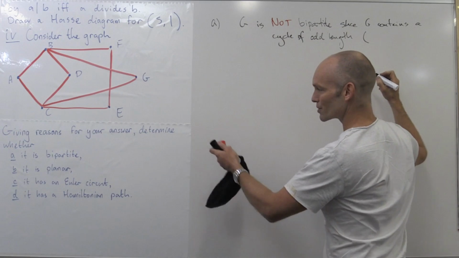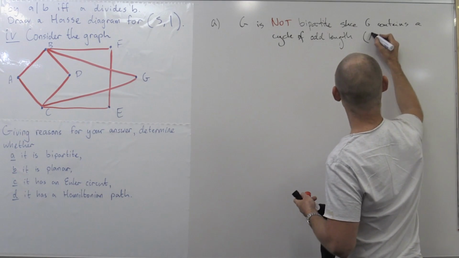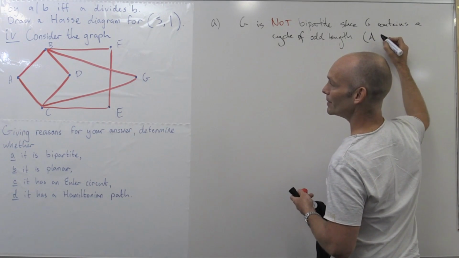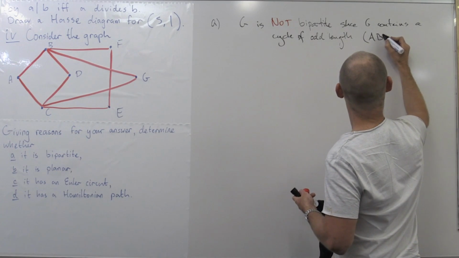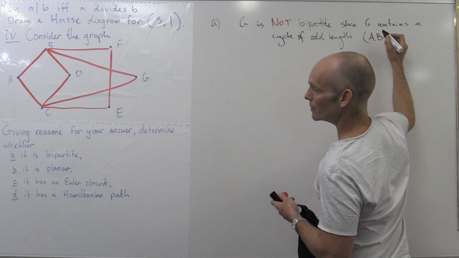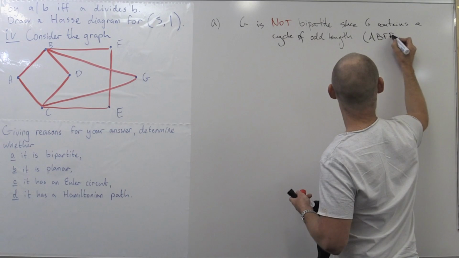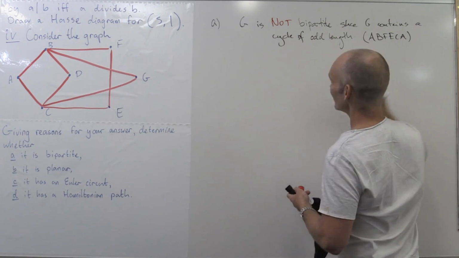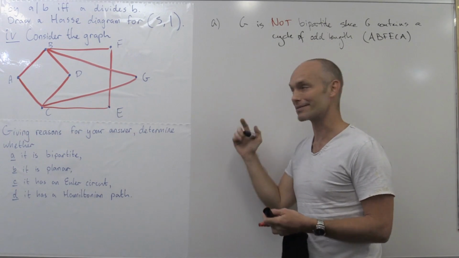And if you wanted to be more specific, you could even say which cycle you're thinking about. A, B, F, E, C, A. And that's a perfectly good answer.